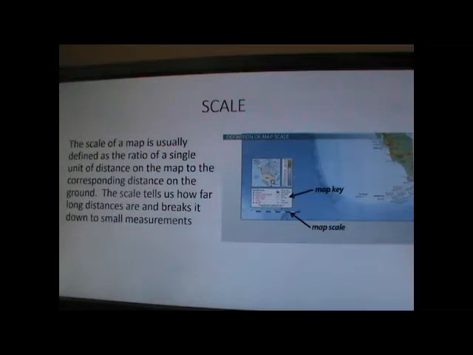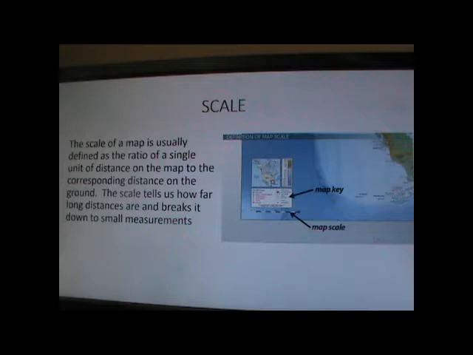The next map basic, number four, is the scale. The scale of the map defines the ratio of how big or how small things are. You can't fit hundreds and hundreds of miles on a map. You have to put it into something that you can look at, so it's not so big. So it gives you a scale.